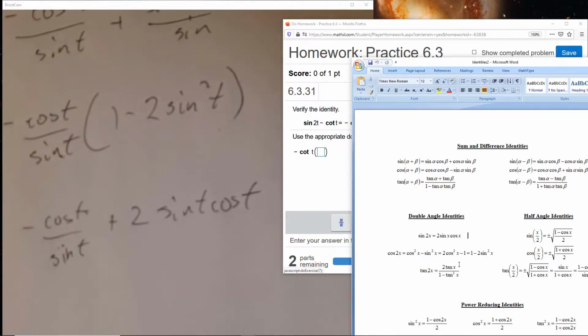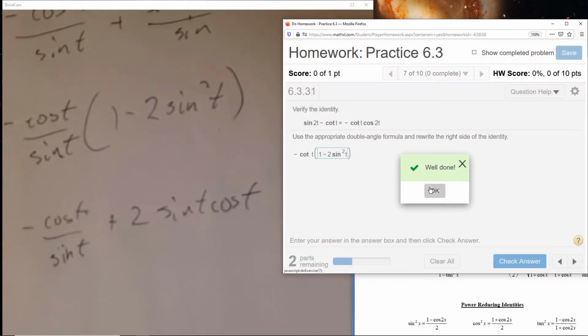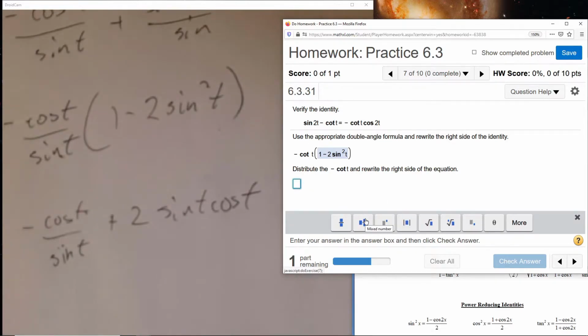So this is kind of our sign here then. Okay, this is looking good because we know 2 sine cosine is going to be that 2t we're looking for on the left side here. And of course, cosine over sine is cotangent. So this actually proves it right here. So let's see what MyMathLab expects to see here. So that's the identity we're plugging in. Distribute. Okay, so they just want us to distribute. All right.